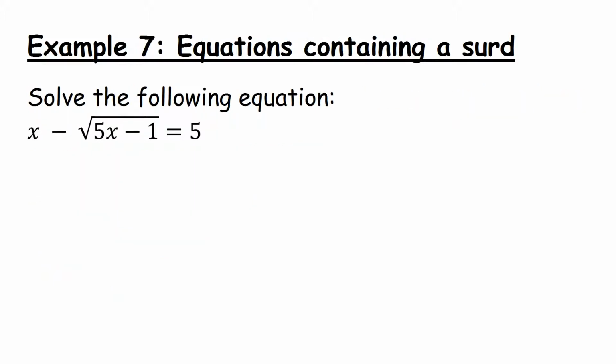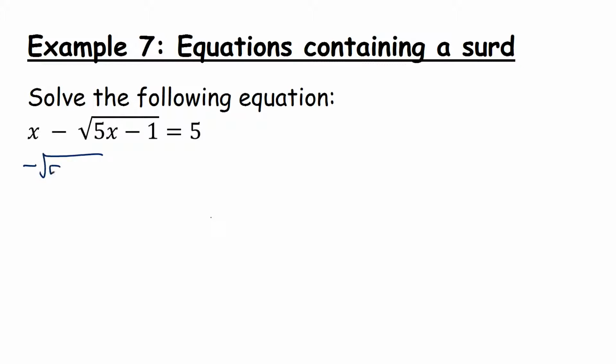So now let's look at an example of a surd equation. This is an equation which contains one surd. We can see it there: x minus the square root of 5x minus 1 equals 5. The first thing we want to do with a question like this is to isolate the surd, or basically to get it on its own. So we want the surd on one side of the equals and everything else on the other.